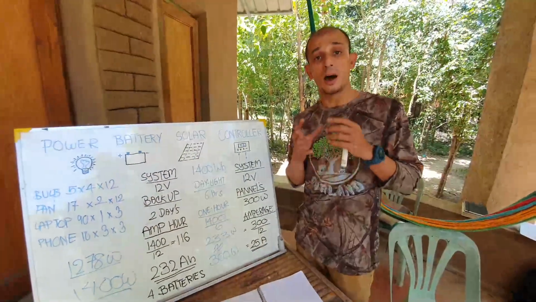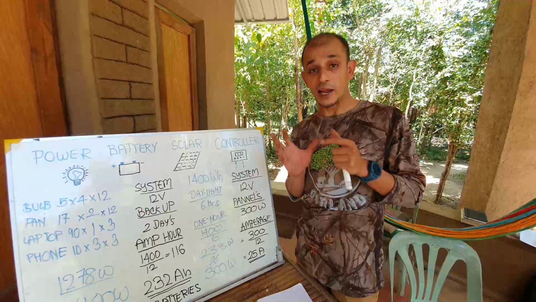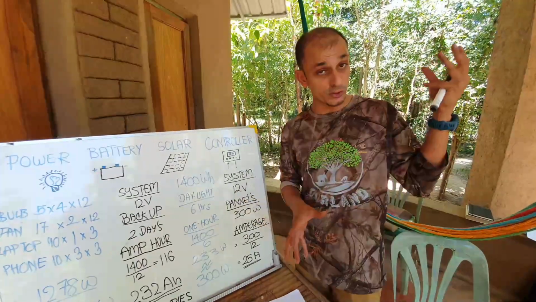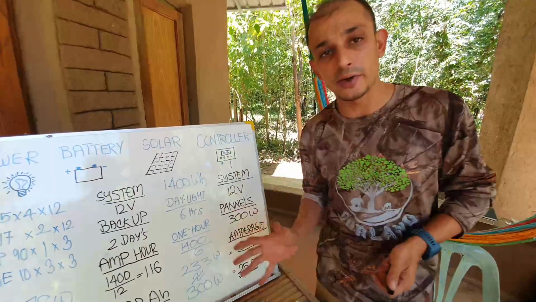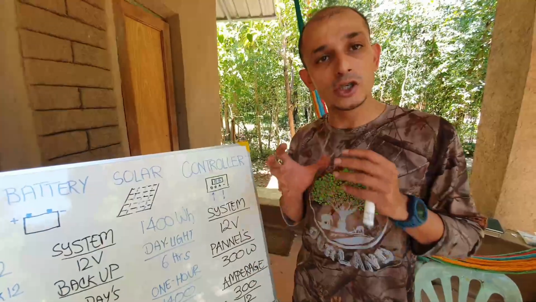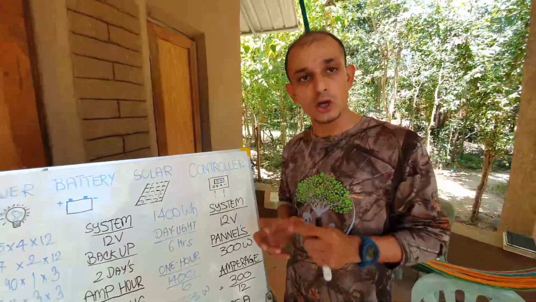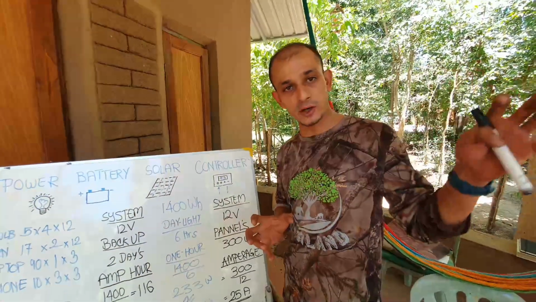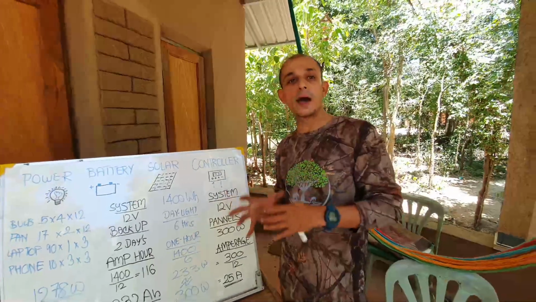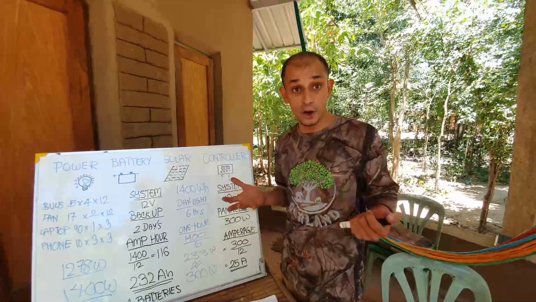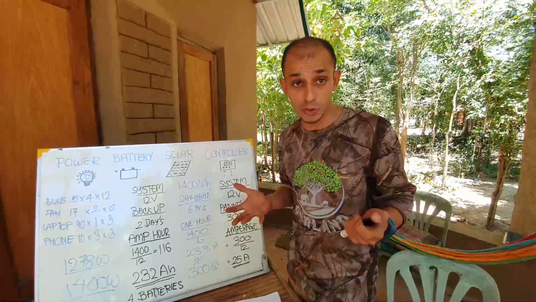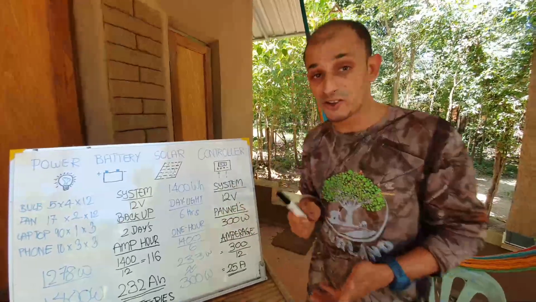A controller is a machine that converts and stores the energy that's produced by your solar panels into your batteries. So it's very important to choose the right controller so that when you're producing the energy, it doesn't burn out your controller. How do you know how many amperes your controller is supposed to be? So let's figure this out.